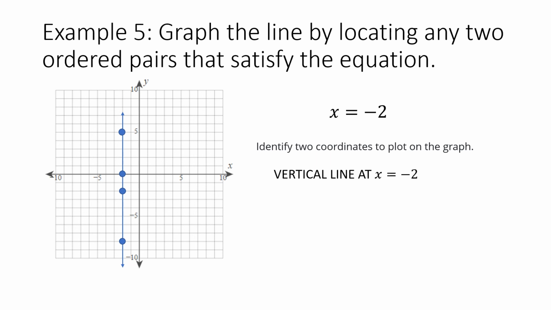I plotted 4 points here, and I'm going to pick 2 to identify that are on the graph. So negative 2, 0 is on the line, and then negative 2, 5 is also on the line. Anytime you see the equation x equal to a number, that's always going to be a vertical line at that number on the x-axis.